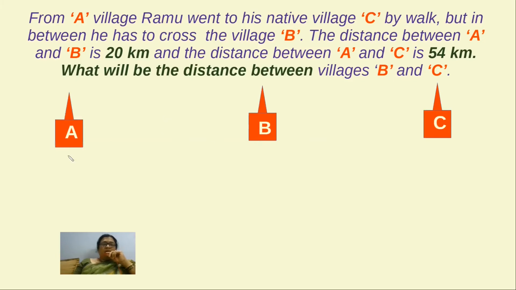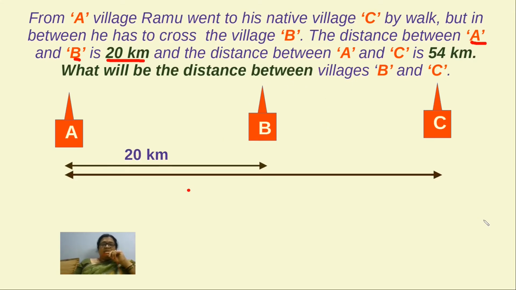Now, these three are the villages A, B and C. It is given that the distance between village A and B is 20 kilometers, right? Next, the distance between A and C is 54. And the distance between B and C we don't know.